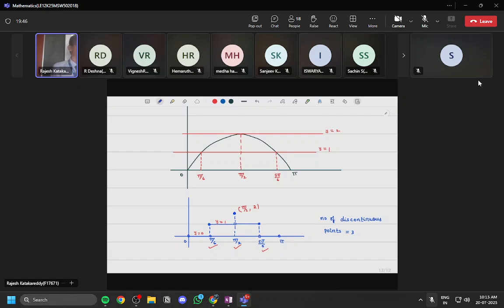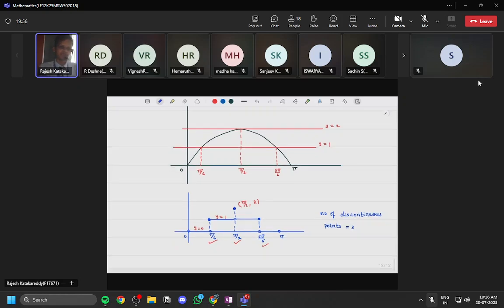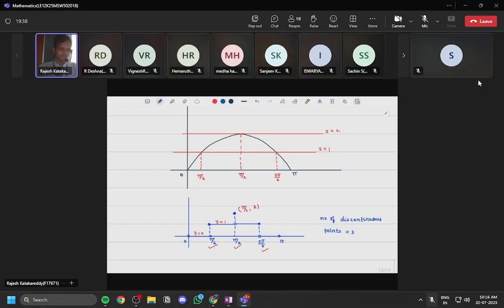Anything else? 3 only, or more do we have? 0 and pi are not in the interval, open bracket. So no need to check at 0, no need to check at pi. If both are included, at 0, closed bracket, I need to check the right hand limit. Right hand limit and function value are 0. At pi also, left hand limit and function value both are 0 only, so continuous at 0 and pi. Clear? Any other doubts? Anybody?